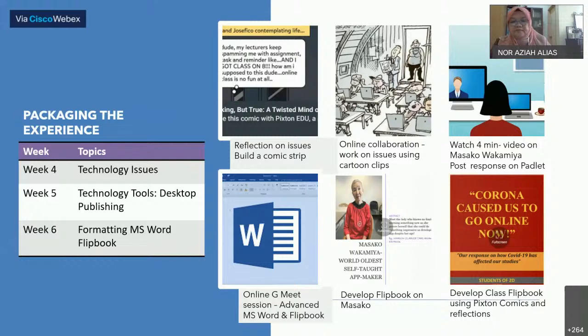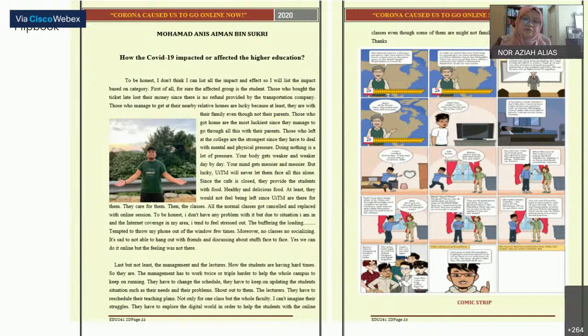After that, a flipbook using FlipNet. So actually, the whole thing, weeks 4, 5, and 6, they didn't realize that they're doing weeks 4, 5, and 6, because they're all wrapped into one thing that we do, which is basically trying to handle the issues and learning Microsoft Word and learning Flipbook as well.